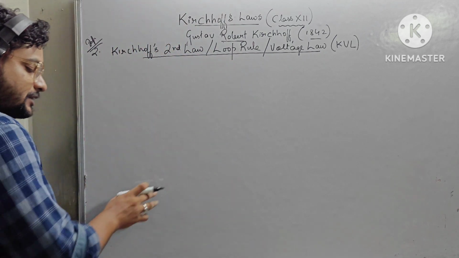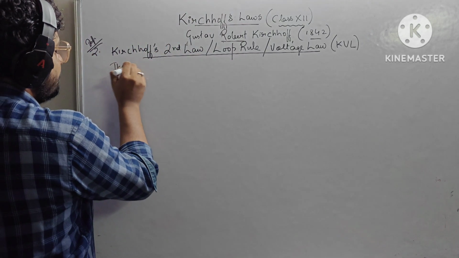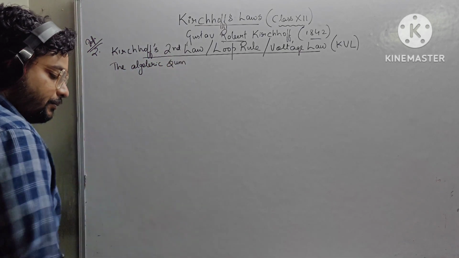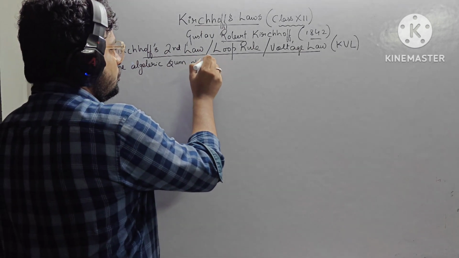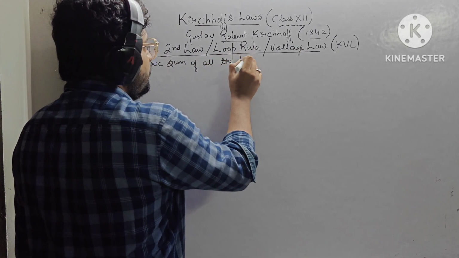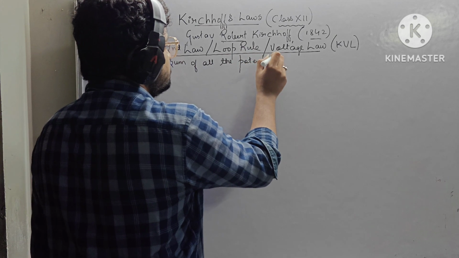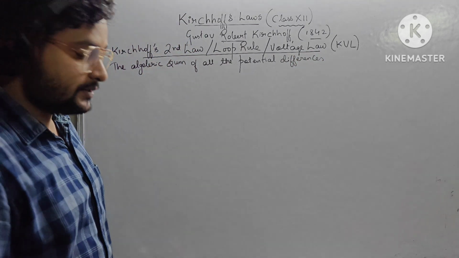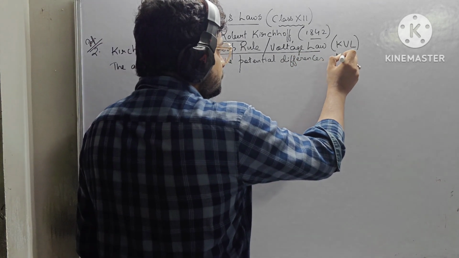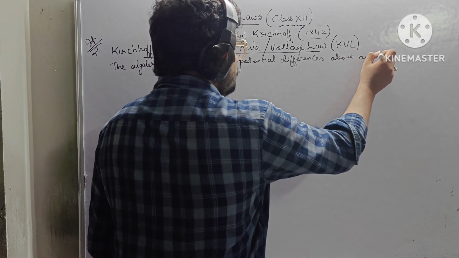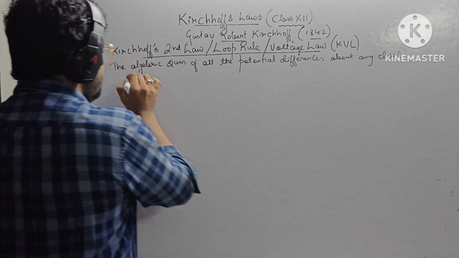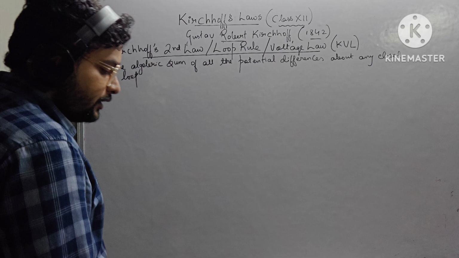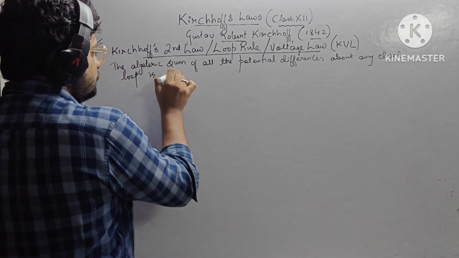Kirchhoff's law tells that the algebraic sum of all the potential differences about or around any closed loop is always 0.